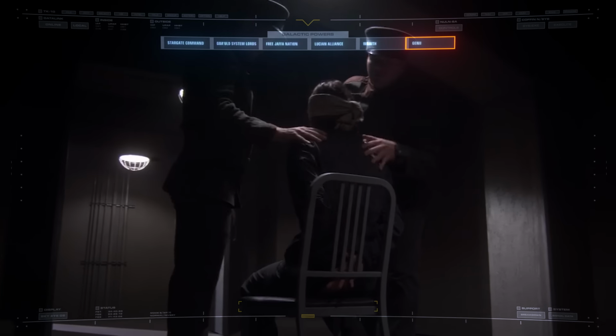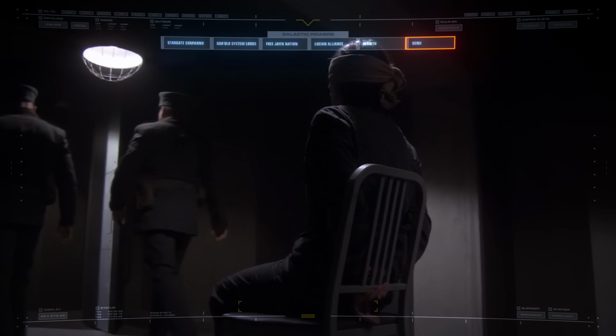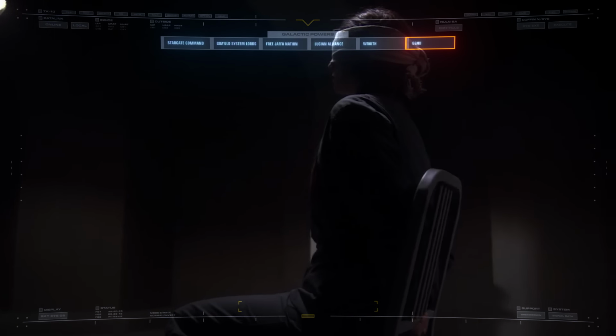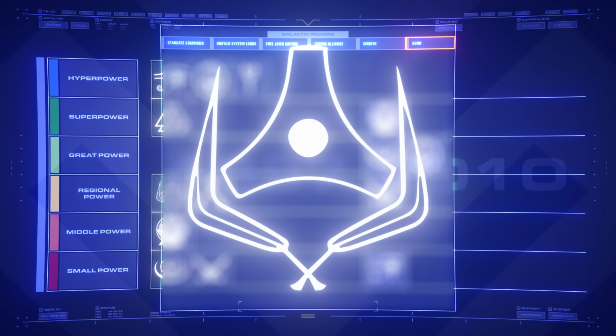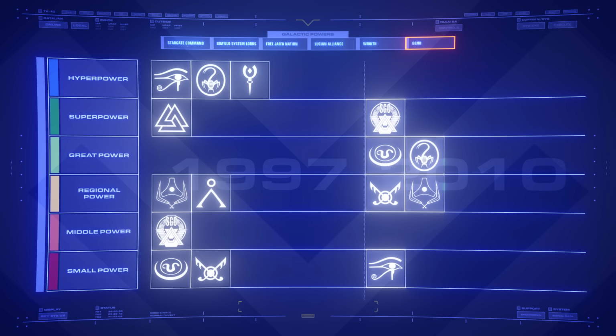If the Genii can achieve a lasting agreement with Earth, I think it's likely they'll be able to emerge as a far more capable power, but until then, I think they need to remain where they were in 1997, a regional power at best. But that, of course, is just my opinion.